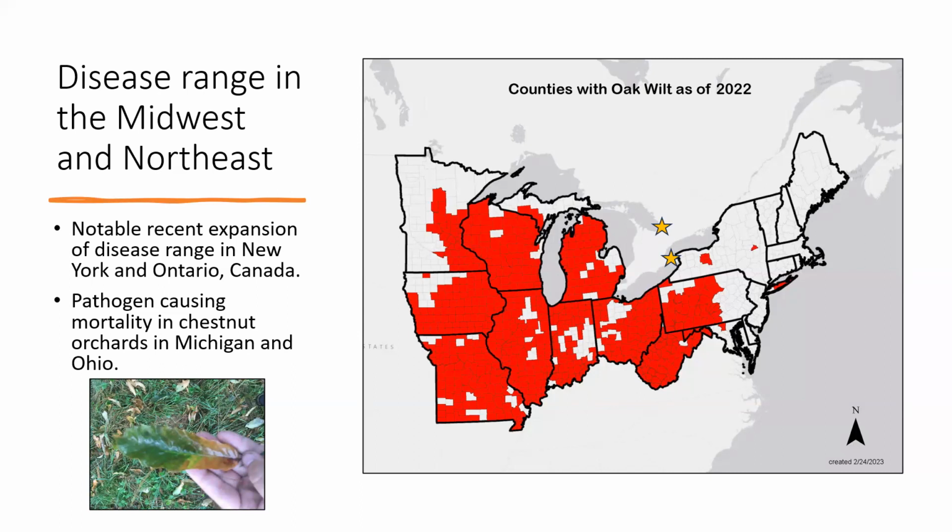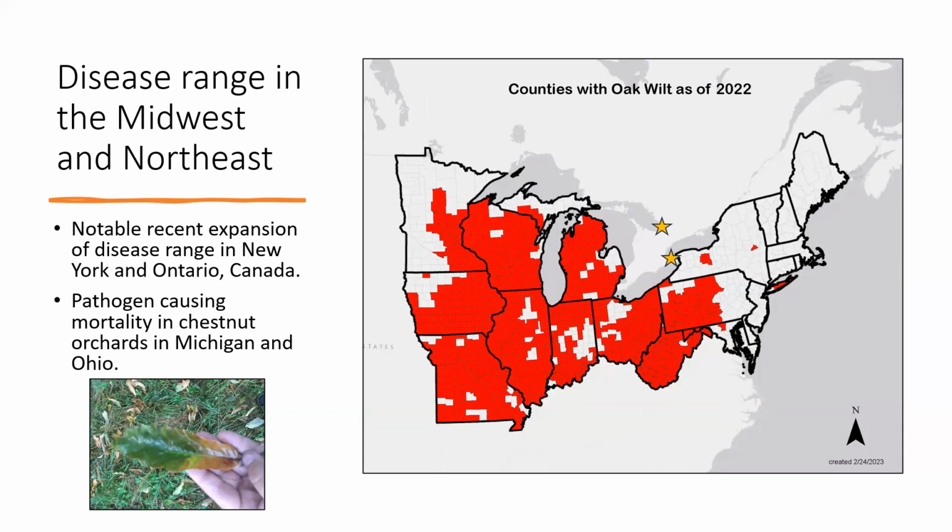There are two notable things I want to talk about. One is you see the gold stars north of the United States in Canada. These are recent finds this past year in southern Ontario, Canada, and they are diseased trees, not just the fungus being picked up off of logs or something. So very notable. First time that oak wilt has been detected outside of the United States.